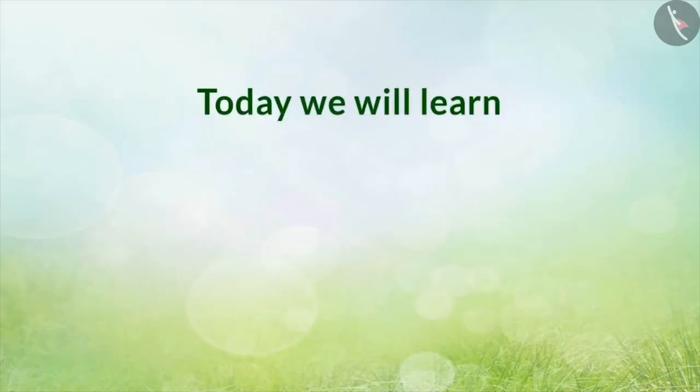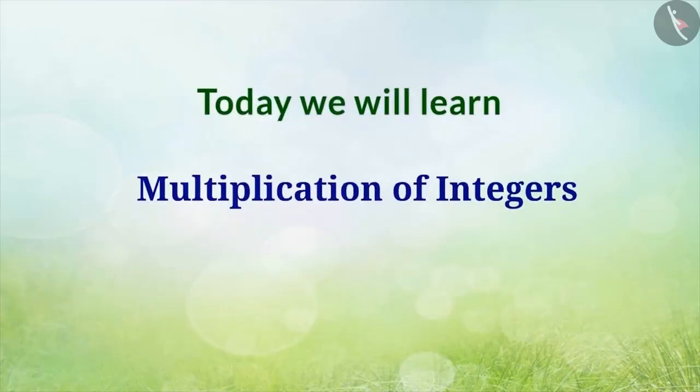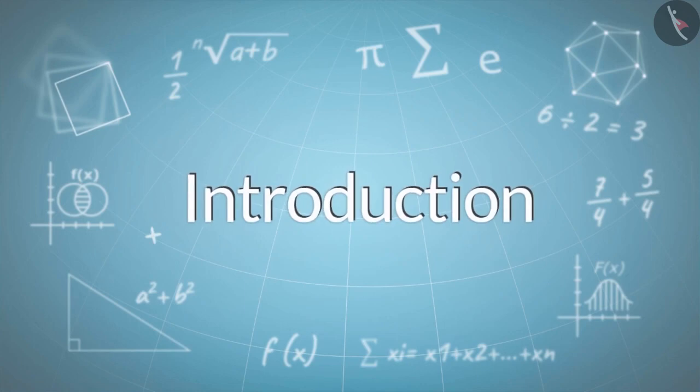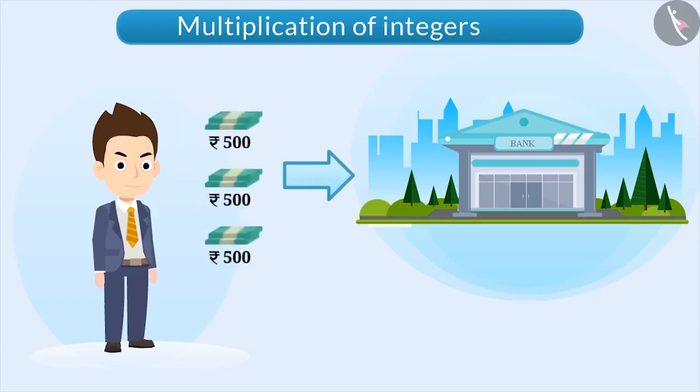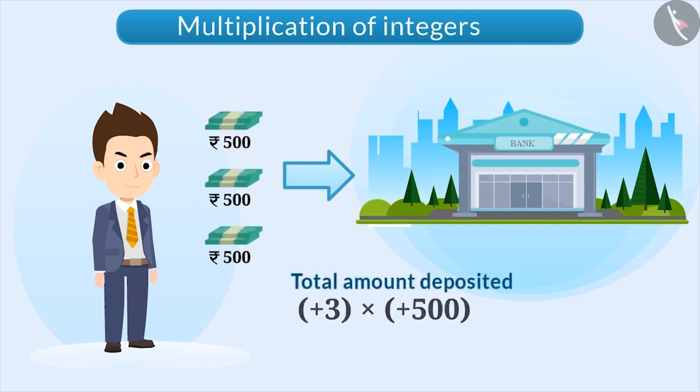Today, we will learn about multiplication of integers. In many situations, it becomes necessary to find multiplication of integers. For example, if a person deposits 500 rupees for 3 times in a bank account, then the amount deposited can be found by the product of positive 3 and positive 500.